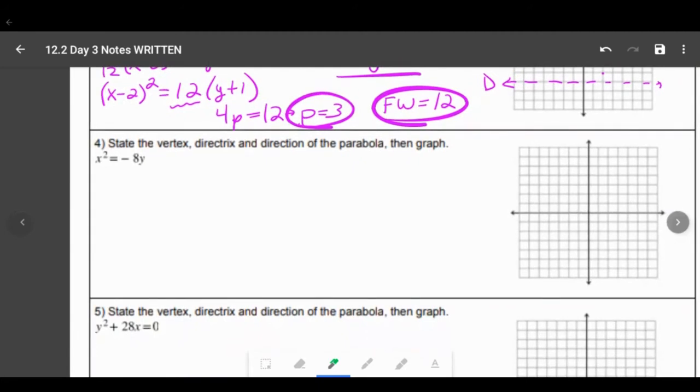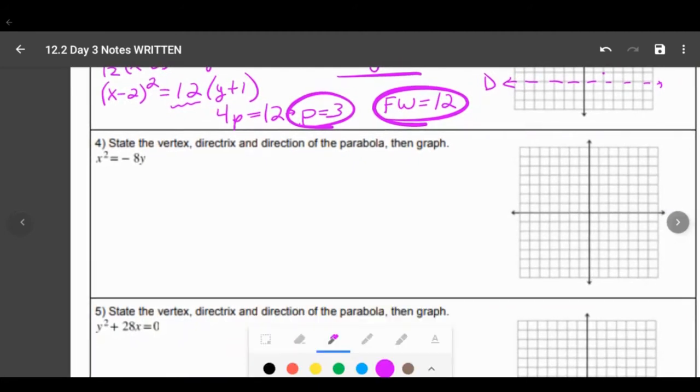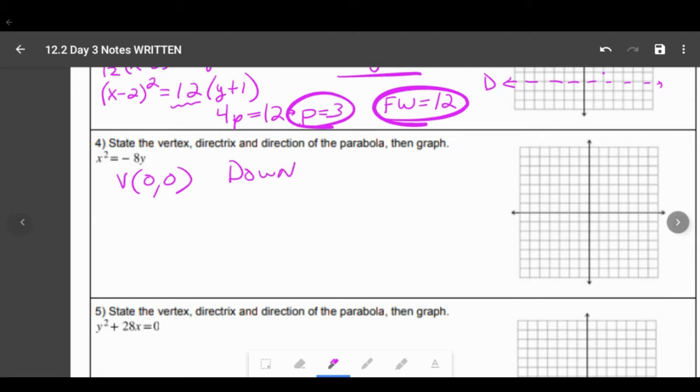State the vertex, directrix, and direction that we got going on here. The nice thing is I've got nothing being added or subtracted, so my vertex is 0, 0. I can see that it's already in my conics form, so I can just set it up like this. Because it's x squared, it's either going to be opening up or down. The -8 tells me this is going to be opening down. So I can start at 0, 0. I have my p-value. Well, 4p is equal to -8, so I know that p is -2.